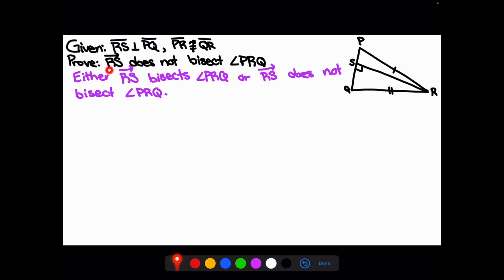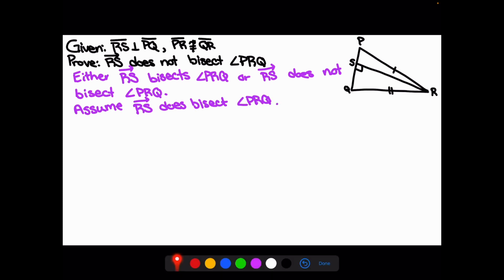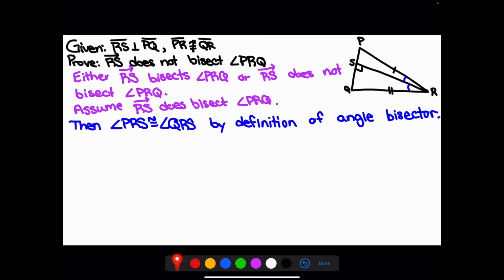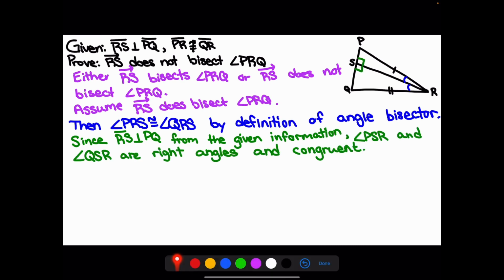We're going to assume the negation of what we're trying to prove. So we're going to assume that RS does bisect angle PRQ. Well, if that's the case, then I can say angle QRS is congruent to angle PRS, because if we have a segment that is bisecting an angle, it's cutting it in half. From our given, we know that RS is perpendicular to PQ. So therefore, we can say that angle PSR and angle QSR are right angles, and we know that all right angles are congruent, so they're also congruent to each other.